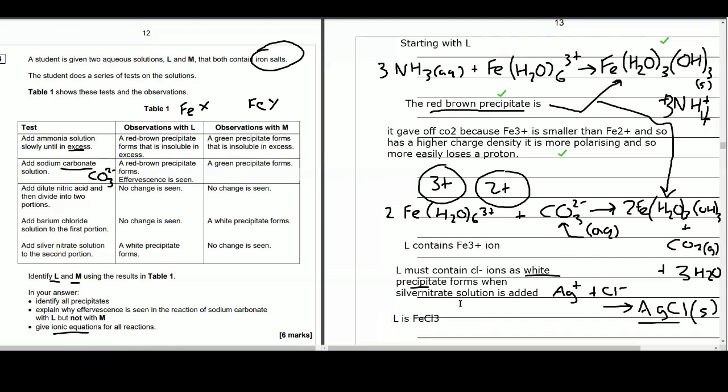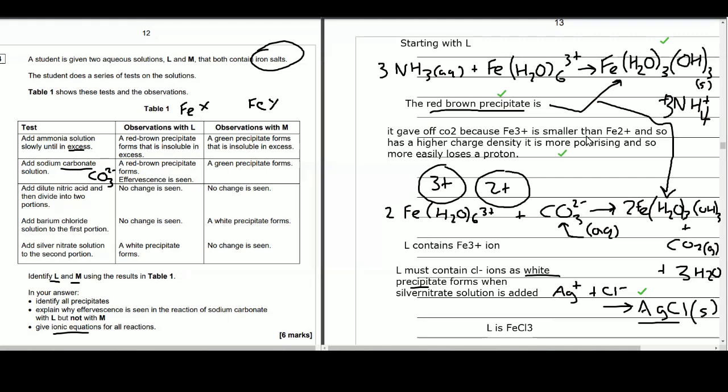Right. So the identity of L, then: we've identified that it has an Fe3+ ion, and we've identified that it has chloride ions. So its identity must be FeCl3, and that's a solution, that's aqueous, because it told us at the start the student is looking at two solutions, L and M, and they both contain iron salts. So our iron salt is FeCl3. Super. And that is really everything for L.